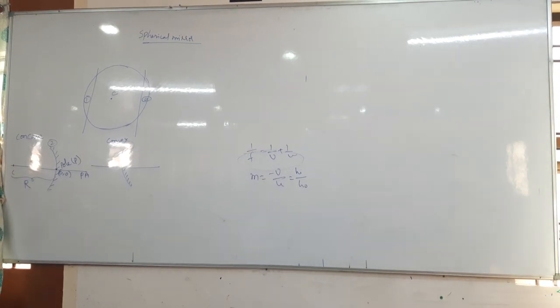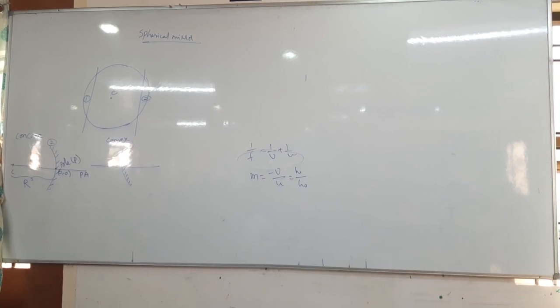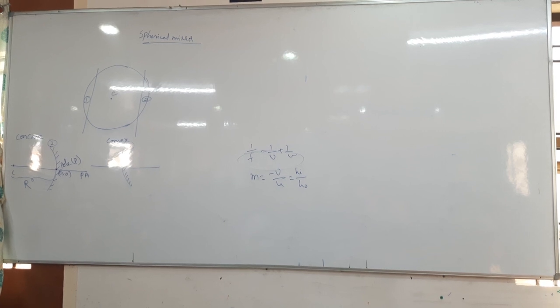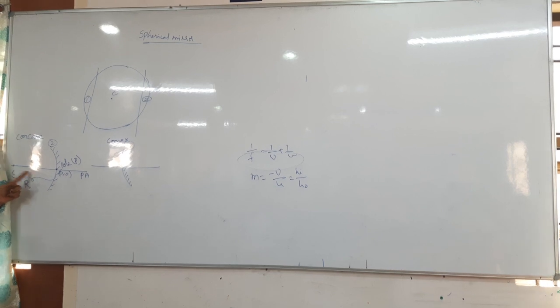What is this focus? Whenever you take the paraxial rays, what are the paraxial rays? Parallel to the principal axis and very close to the principal axis. The rays which are parallel to the principal axis and closer are known as the paraxial rays. For that type of paraxial rays, the image will be formed at the focus.